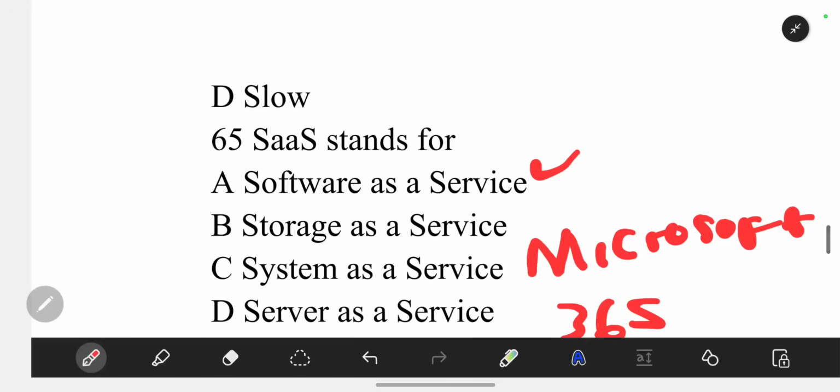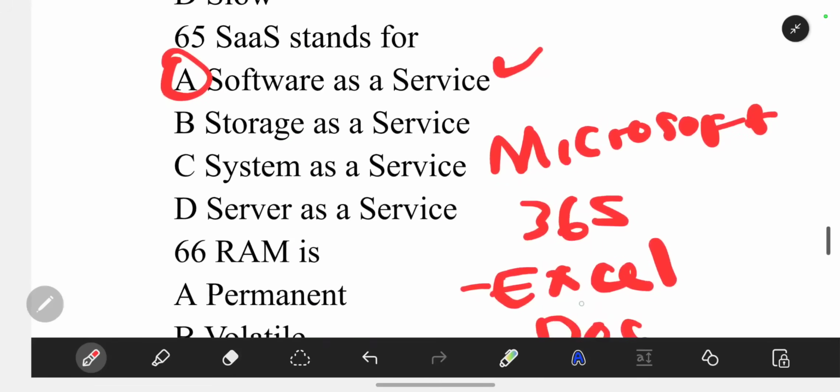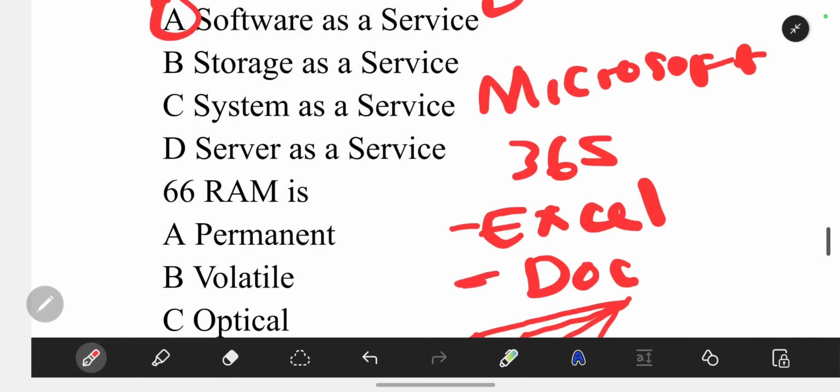So for something such as software as a service, you will have to pay something. Software as a service, they don't allow you to download, but you can do it online. You are doing Excel online, documents online.